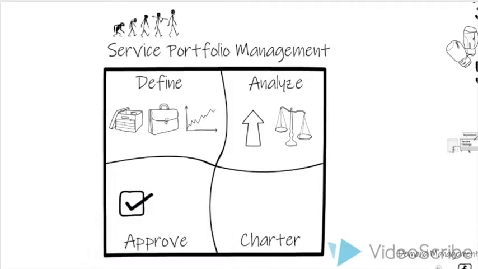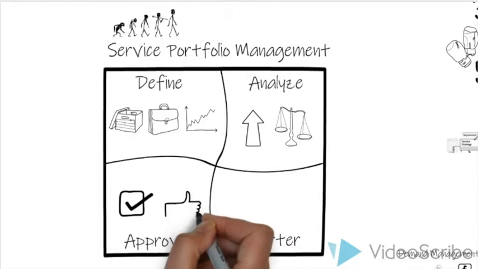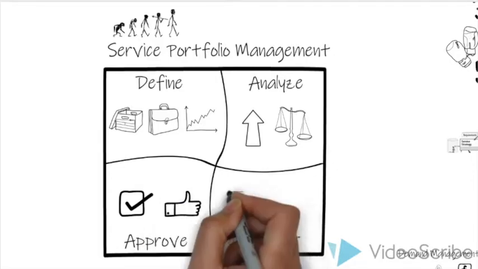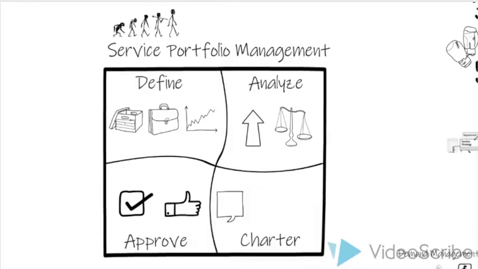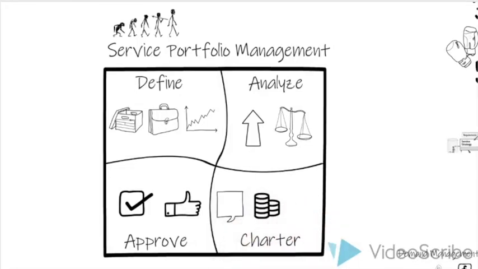Within approve is finalizing the proposed portfolio and authorizing services and resources. Within charter is communicating decisions, allocating resources, and chartering services. Through the service portfolio, an information base for a service catalog is provided.